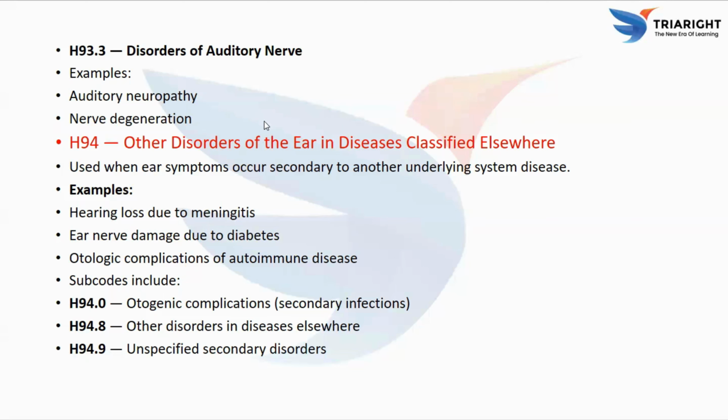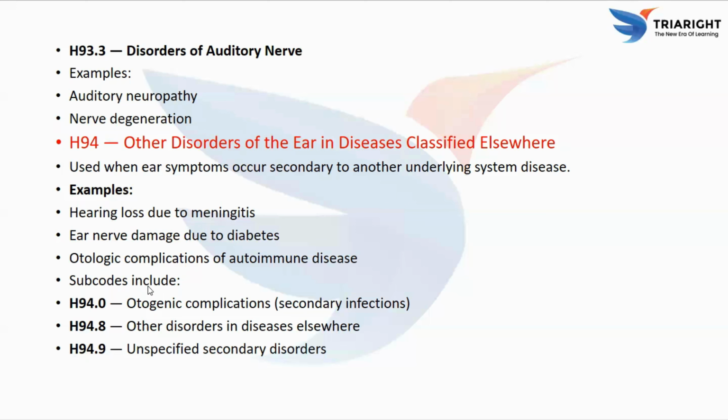So next is the H94 code category, which involves other disorders of the ear in diseases classified elsewhere. This category is used when ear problems develop as a secondary effect of another disease outside the ear, like secondary ear disorders, not primary ear disease but caused by another systemic or infectious condition. So what is the use of H94? You have to code H94 only when there is a confirmed underlying condition outside the ear and the ear symptoms are a complication of that condition.